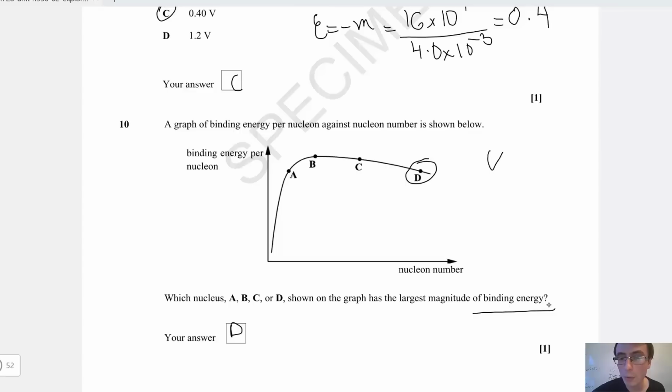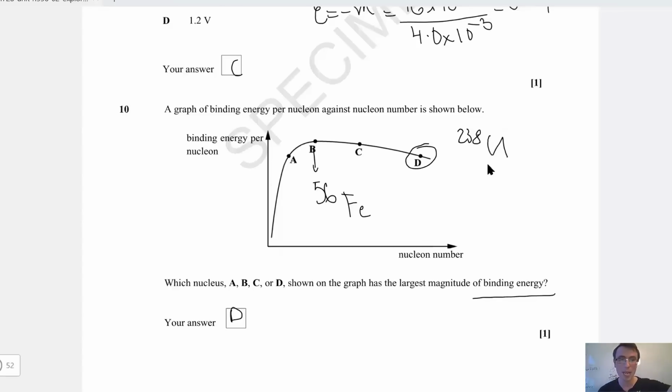So something like, I don't know, uranium 238, there's 238 of them. Whereas this is a graph of binding energy per nucleon. The peak here is iron. So iron has only 56 nucleons, I believe. So there's a large difference in the actual total binding energy, because this one here is multiplied by 238.